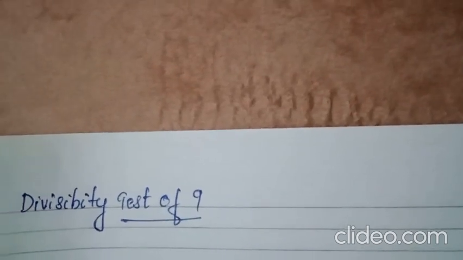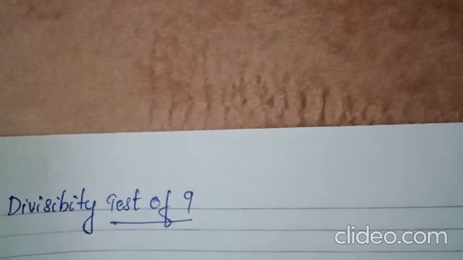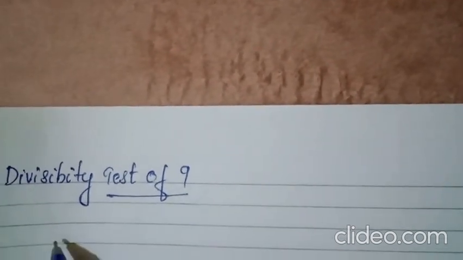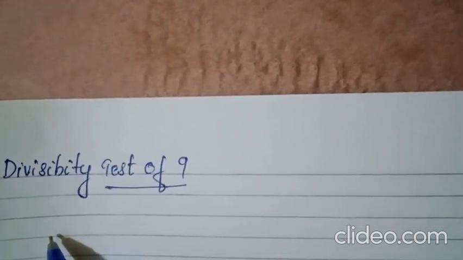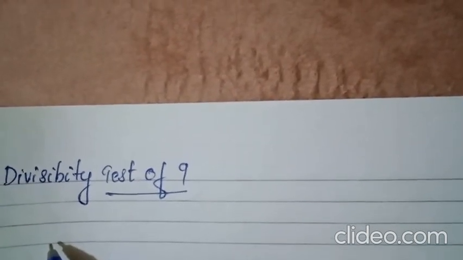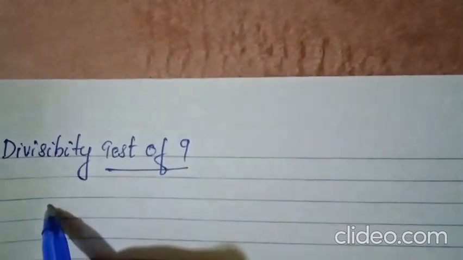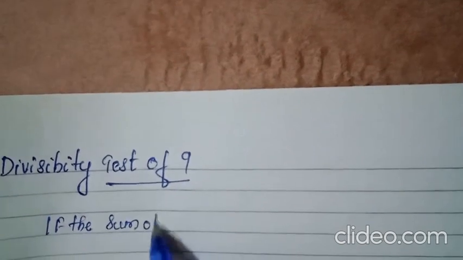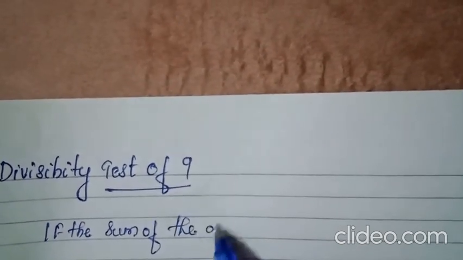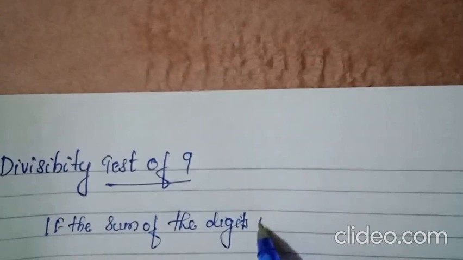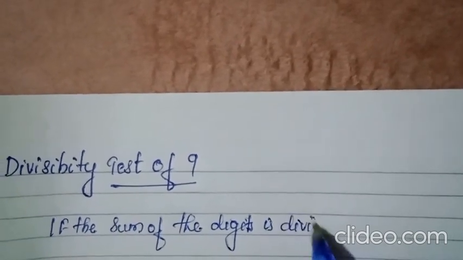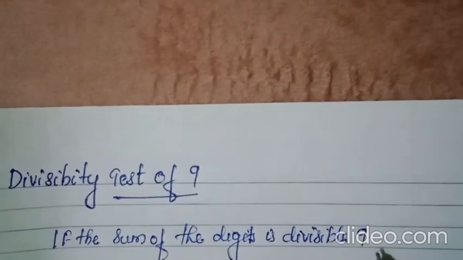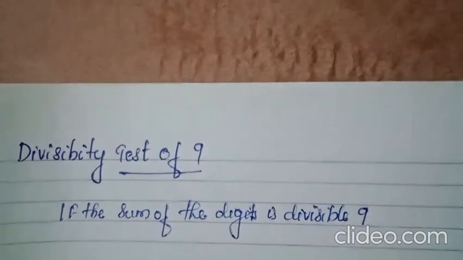Next we are going to study the divisibility test of 9. In this case also, the same way we studied the divisibility test of 3, we do the divisibility test of 9 also. That means if the sum of the digits is divisible by 9, then the number is divisible by 9. Understood? So let us do an example.